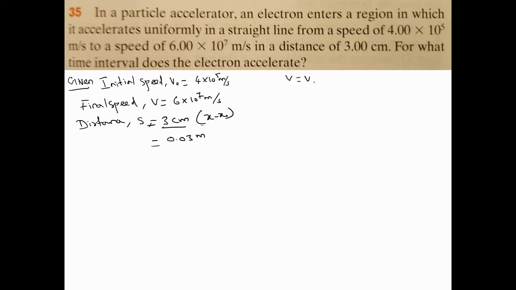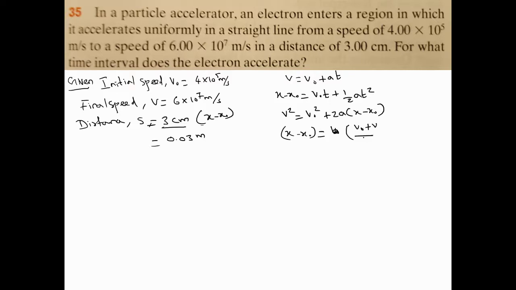v is equal to v naught plus a t. x minus x naught is equal to v naught t plus half a t square. v square is equal to v naught square plus 2 into a into x minus x naught. x minus x naught is equal to v naught plus v over 2, multiplied by t. And x minus x naught is equal to v t minus half a t square.